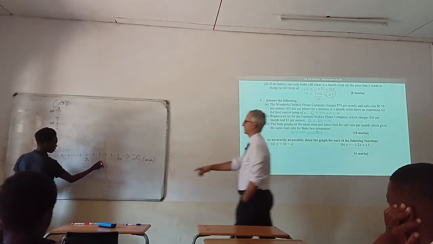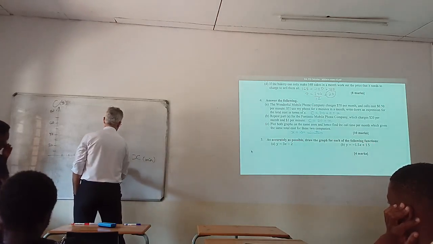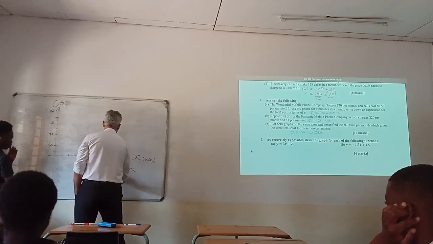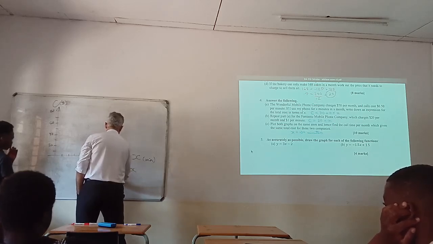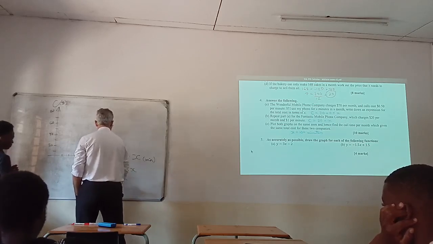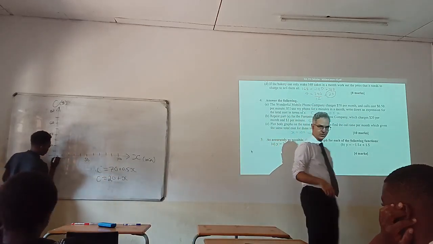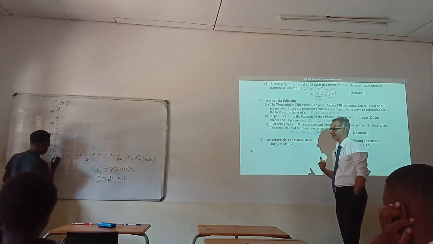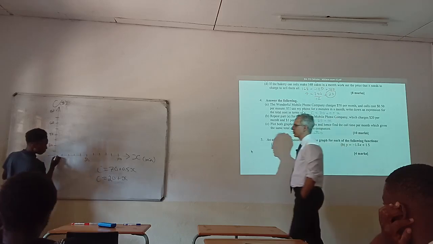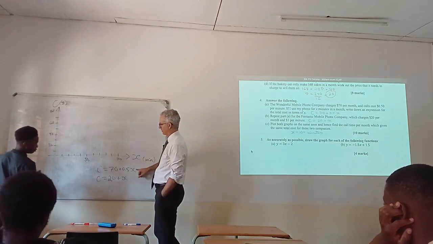Let me write them here so they're easier to remember. So we have C is 70 plus 0.5x, and C is 20 plus x. So you can help him out also. Usually it's easier to start by finding the intercept. Which one do you want to do first? This one or this one?